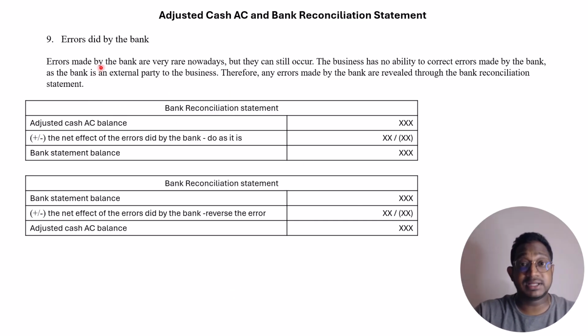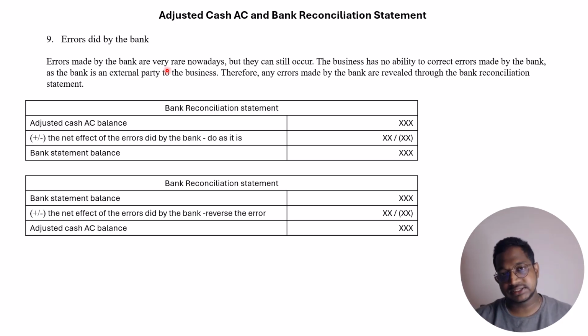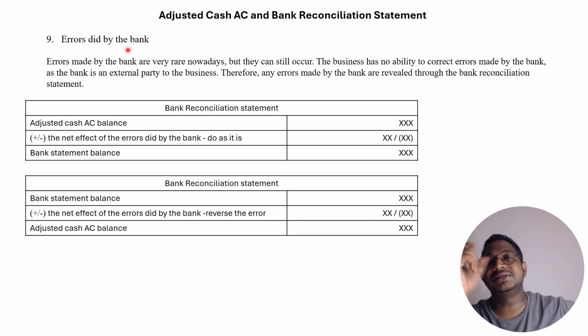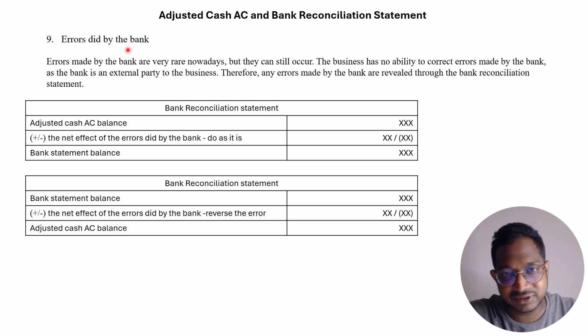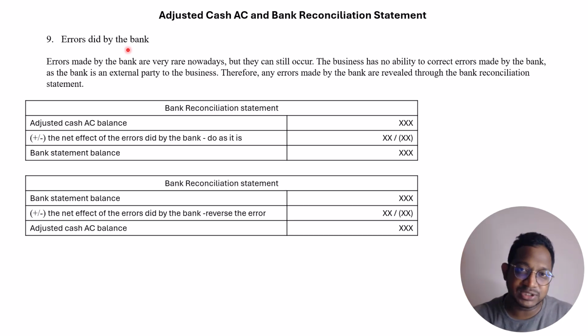From here I'm discussing the errors made by the bank. Nowadays this is very rare, but it still occurs, and my responsibility is to teach you the things that can be in your exercises and in your exam paper, right? So, errors made by the bank. We can't adjust these errors because the bank statement is prepared by the bank, and the bank is a third party outside the control of the business, right? What we can do here is present them, because errors made by the bank are one of the reasons why the adjusted cash account balance and the bank statement balance are not equal to each other. So we can present that as information through the reconciliation statement, right?